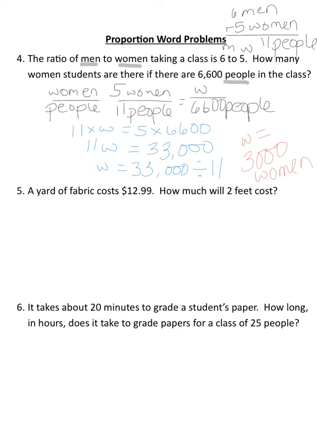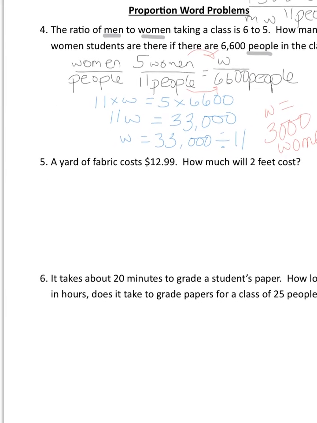Now you may have noticed there's a relationship between 11 and 6,600. If you did, that's fine. You can go back to the way we did ratio tables and you can solve it that way. Either way, totally optional, your choice, whichever way you like better.